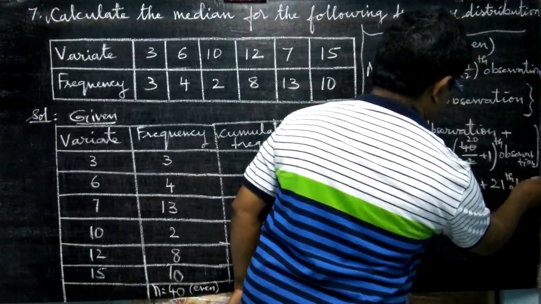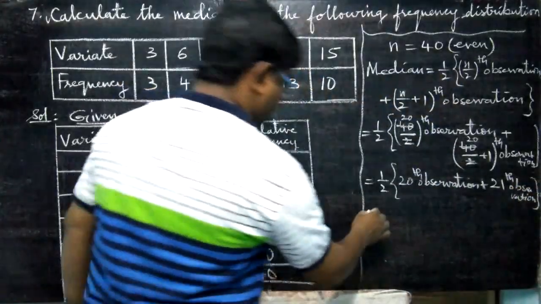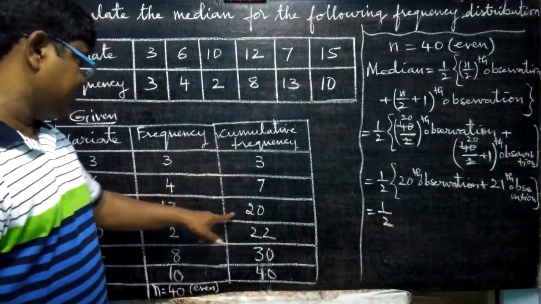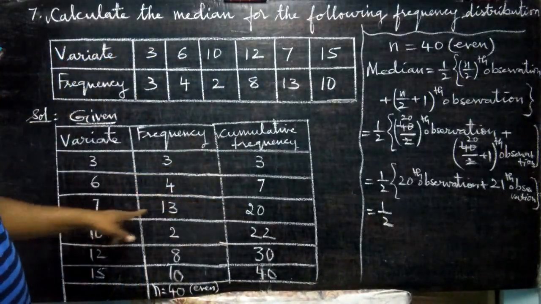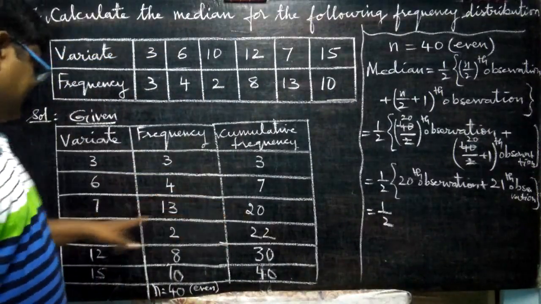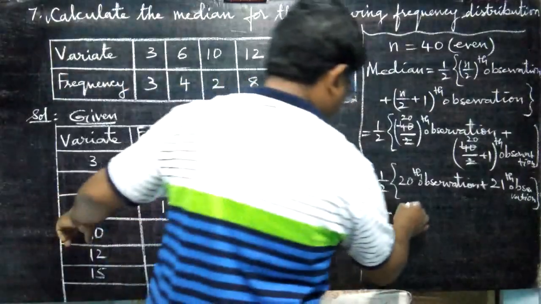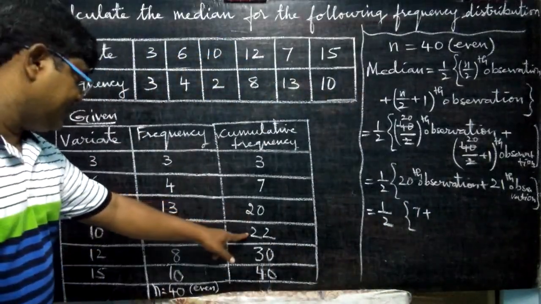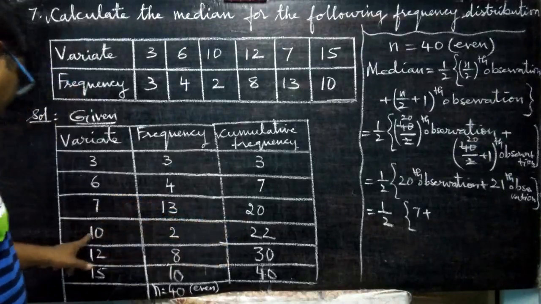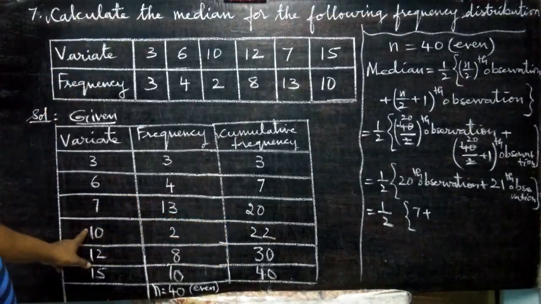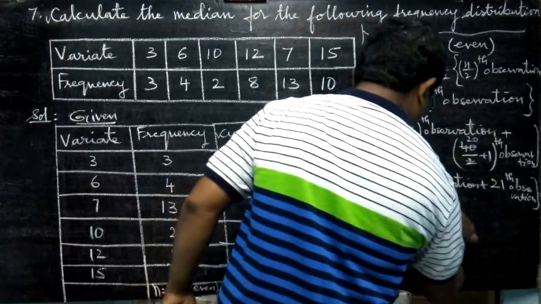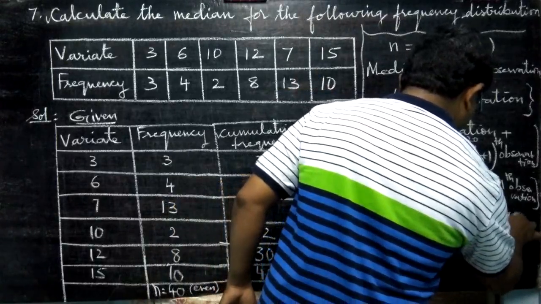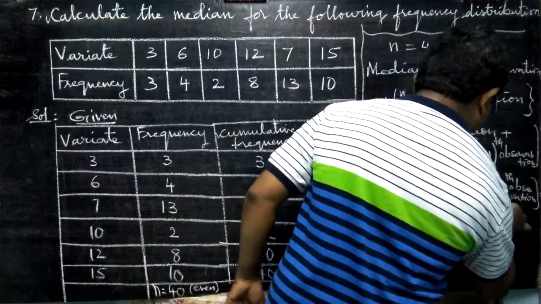Write clearly. That is equal to half of. Come and check here. 20 is in which variety? 7. So 20 lies in 7. Write that 7. 7 plus, again 21 will be where? From 21 and 22, the variety will be 10 here. So 10. That is equal to 1 by 2 into 17, which is 8.5.